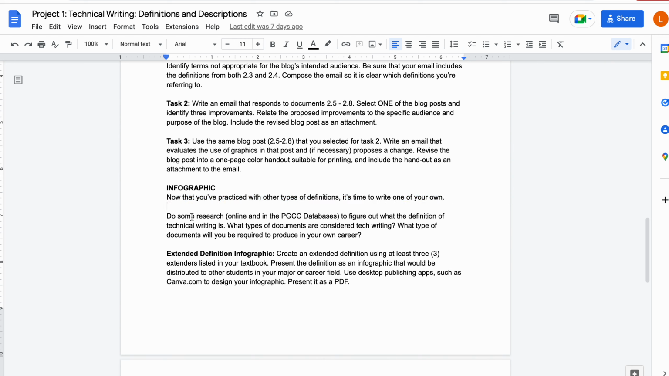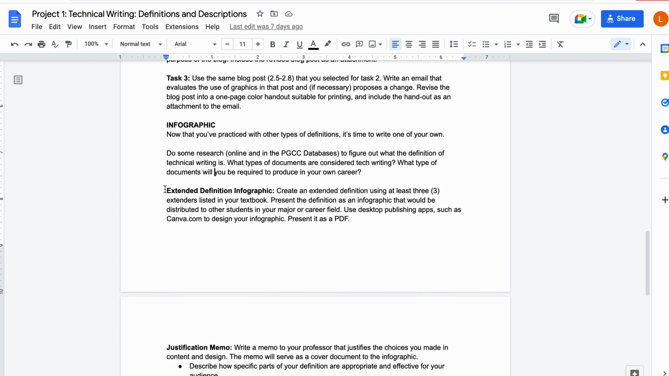So you're going to do research both online and in the database to figure out what the definition of technical writing is. It talks about it in our textbook. We've been talking about it all through this module. So you need to be able to define what is technical writing, what types of documents are considered technical writing, and more importantly, almost, what type of documents are you going to be required to produce in your own career?